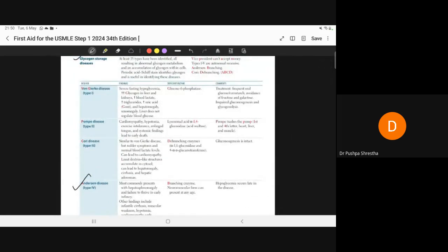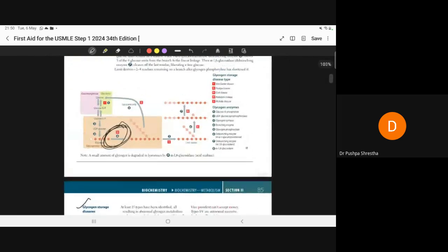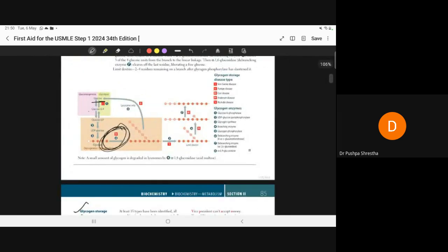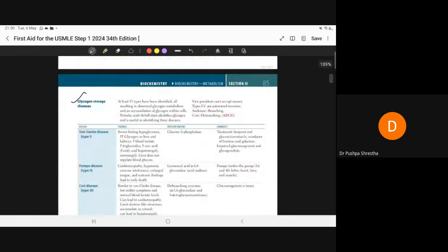In this disease, your glucose-6-phosphate cannot be converted into glucose and exit the cell. So your glucose is basically trapped inside the cell because of the deficiency of glucose-6-phosphatase. So you see severe fasting hypoglycemia, because whatever glycogen is there cannot be utilized, and it cannot free up the glucose.